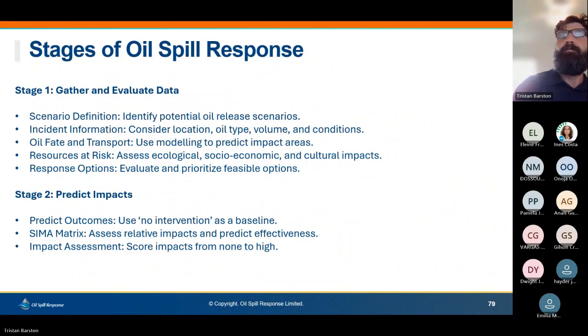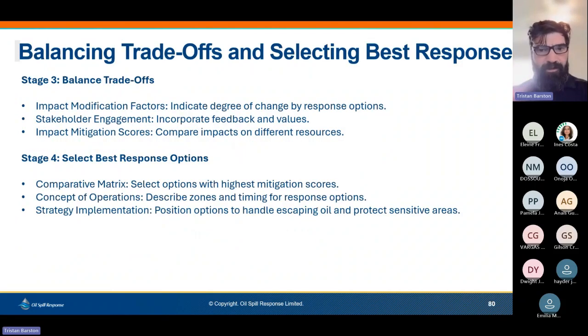So the 4 stages: gathering the data, predicting the outcomes, choosing our response strategy, knowing what our primary response strategy is going to be, and then what our secondary response strategy is going to be if what we assume is going to happen doesn't happen.